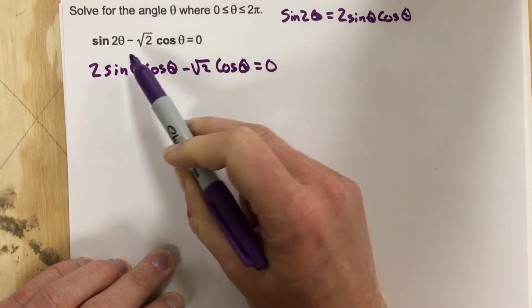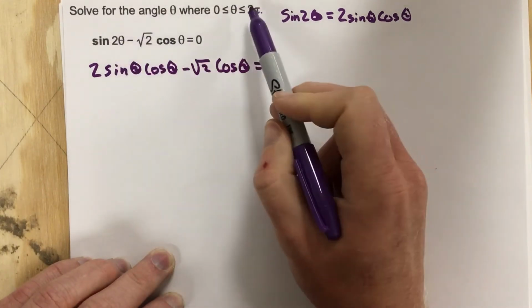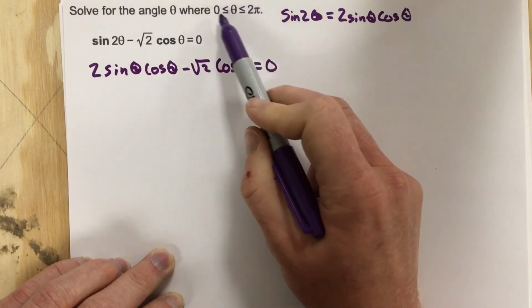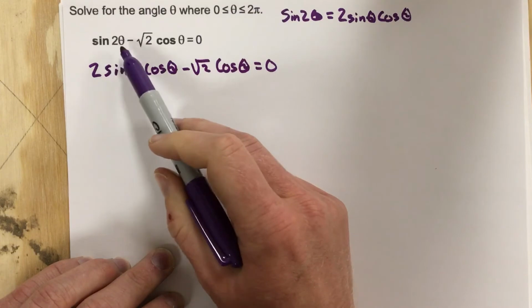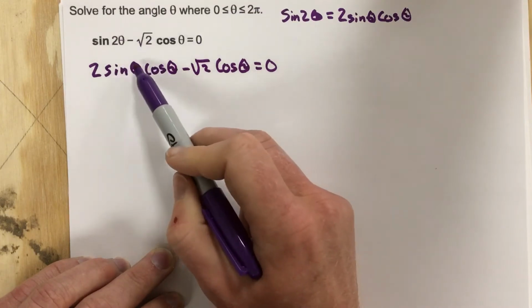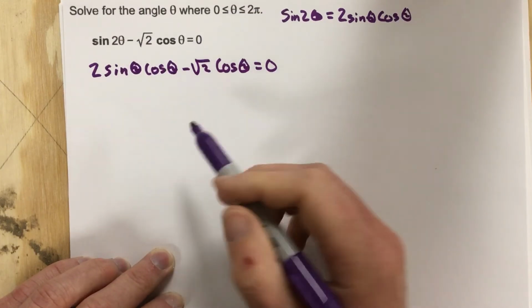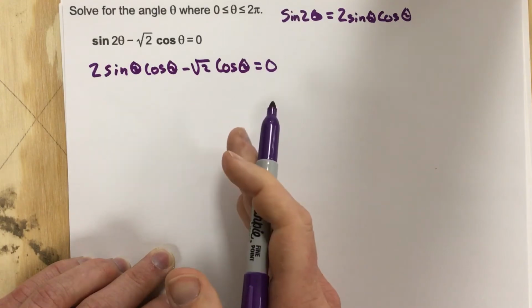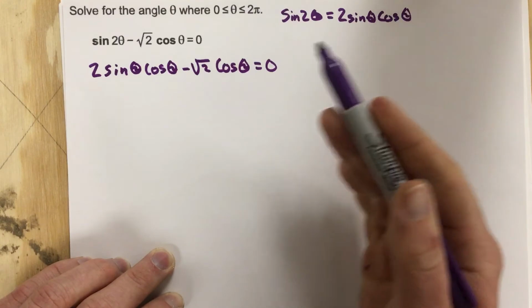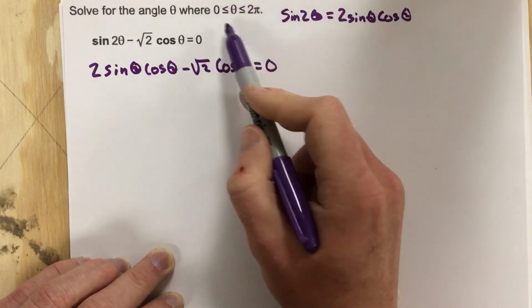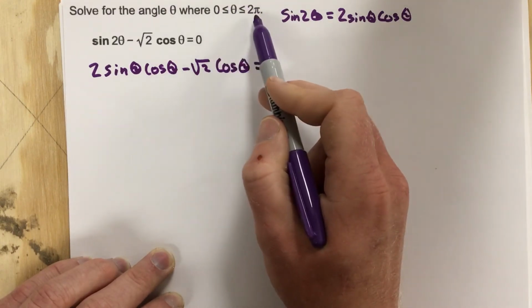Now I want to reiterate here that I had a double angle here, which usually leads you to believe that you're going to double this domain up here. But because I switched from double angle to just a single angle, at the end when we find our angle, we don't have to double this because I'm ending with just theta. If I end with 2 theta, I need to double this domain.